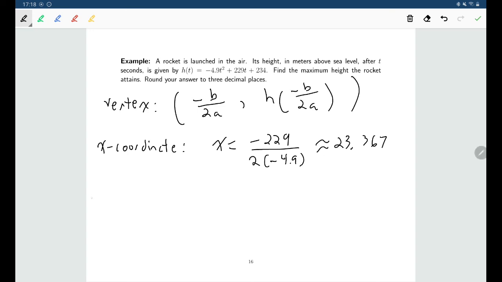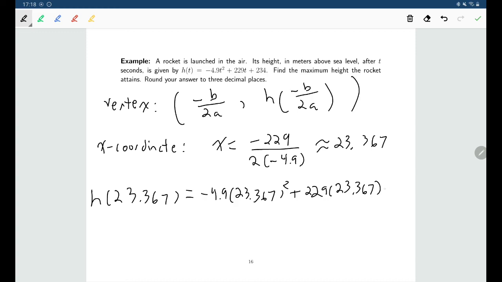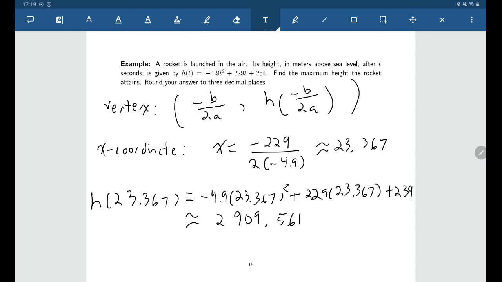And so the height then, after 23.367 seconds, again, just finding that by putting that in for t, and we come up with a value for height that's about 2,909.561. So if I were to just summarize this in words here down below, I would say after 23.367 seconds, the rocket achieves its maximum height of 2,909.561 meters above sea level.